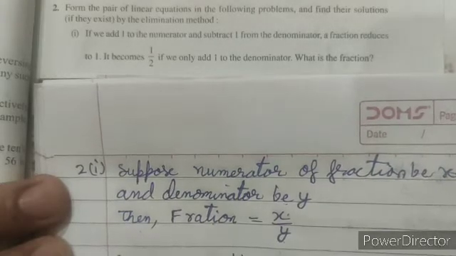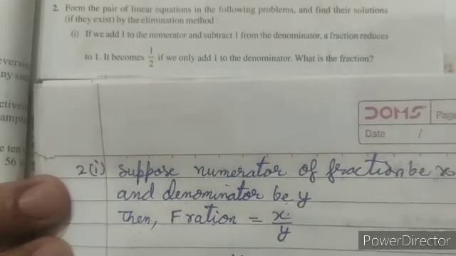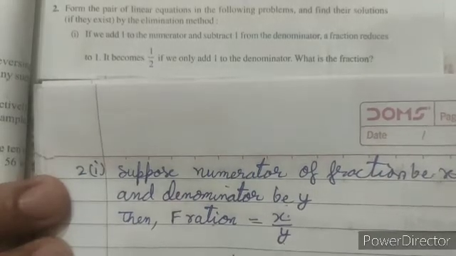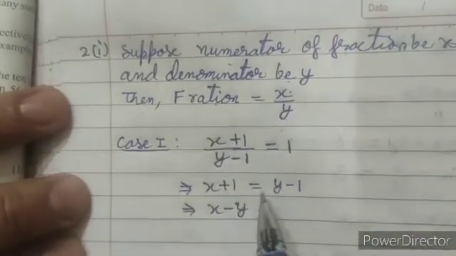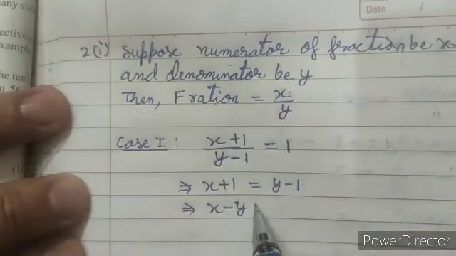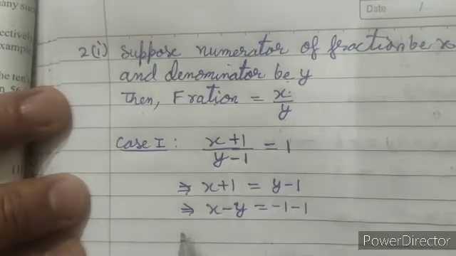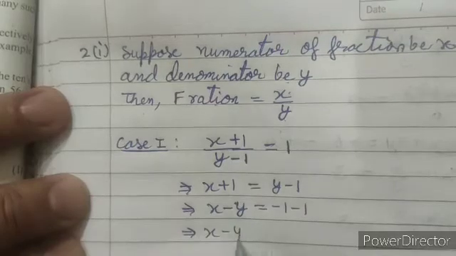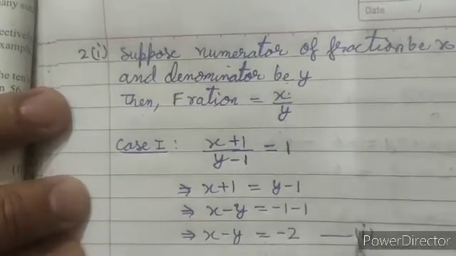Now this will be x plus 1 equal to 1 into y minus 1, which is y minus 1, and we can say this will be x minus y equal to minus 1 minus 1, and this will give us x minus y equal to minus 2. This is our first equation.